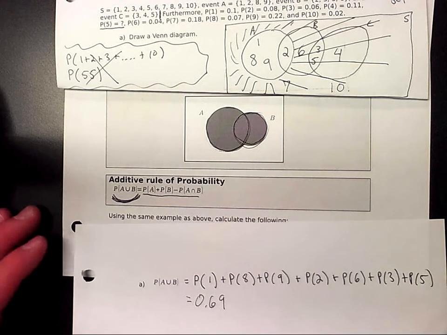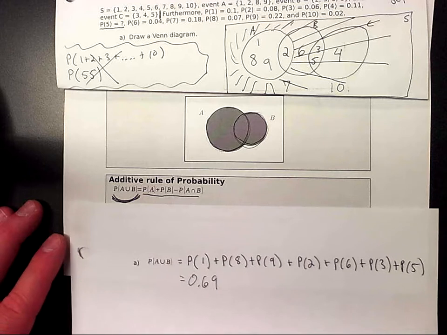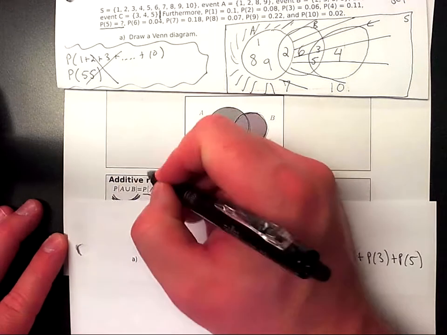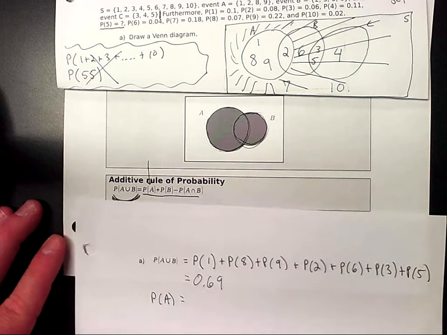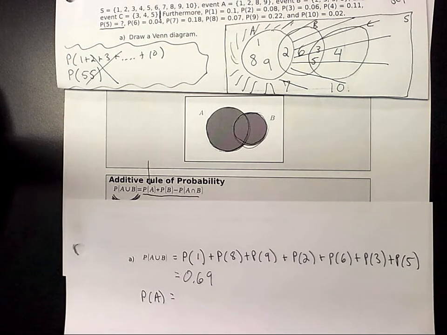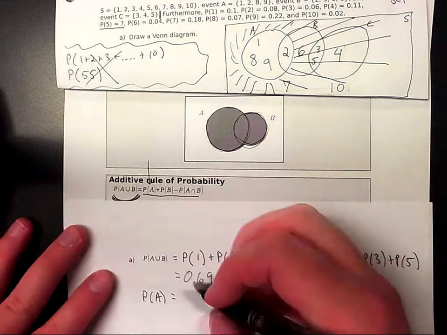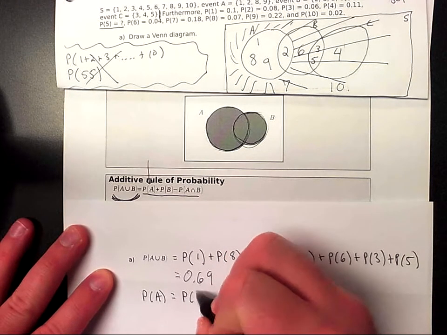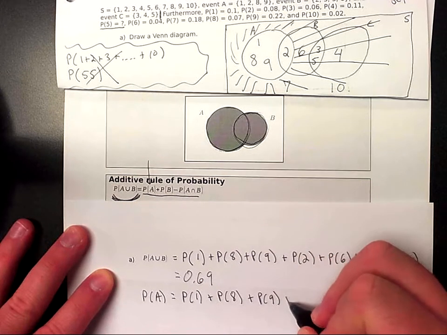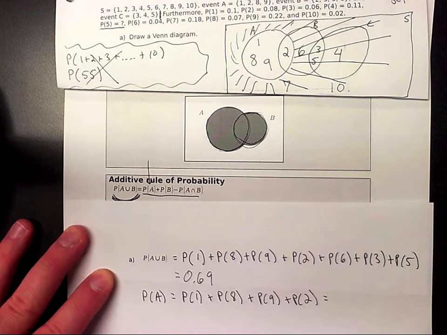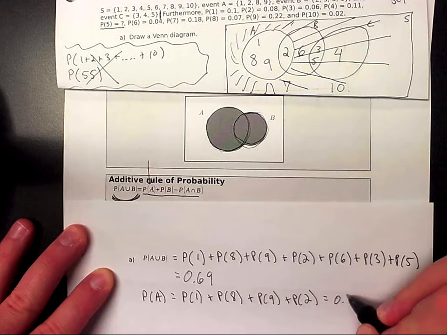Well, if we look at this formula, let's use this formula now step by step. The first thing that we need to do in this formula is figure out what the probability of A is. If you wanted to show it step by step, you would do what? Add up all the probabilities in A, exactly. So we would just have the probability of 1 plus the probability of 8 plus the probability of 9 plus the probability of 2. Right, is everybody good with this? And we said that this came out to what? 0.47.